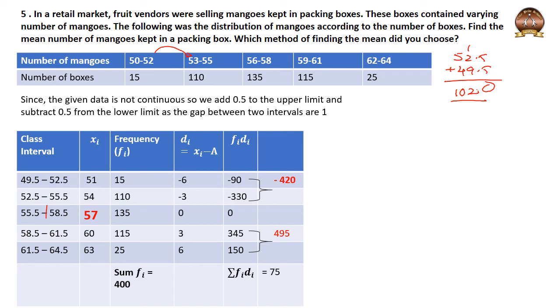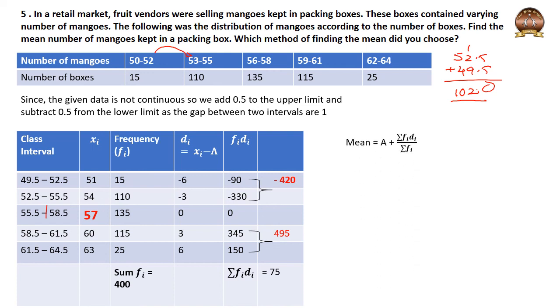Now the next column, fidi. We multiply 15 into minus 6, that is minus 90; 11 threes are 33, so minus 330; 35 into 0 is 0; 115 into 3 is 345; 25 into 6 is 150. When we find the summation fidi, we first take the positive terms. When we add, we get 495. Adding the negative terms gives minus 420, so 495 minus 420 gives you 75. And you all know summation fi is 400.